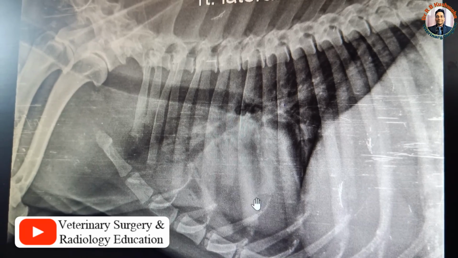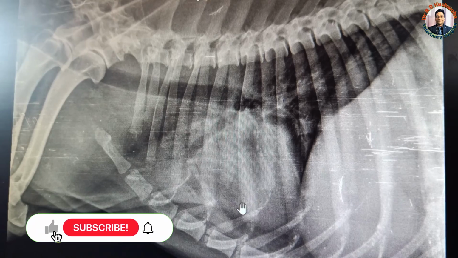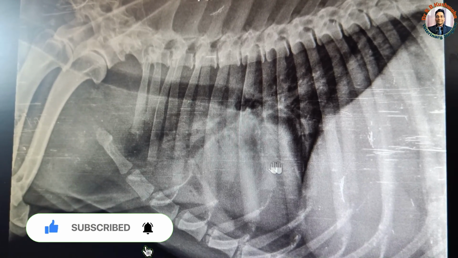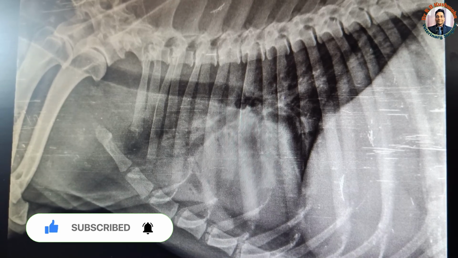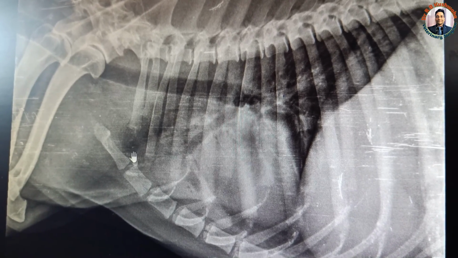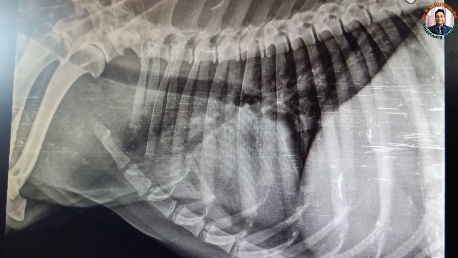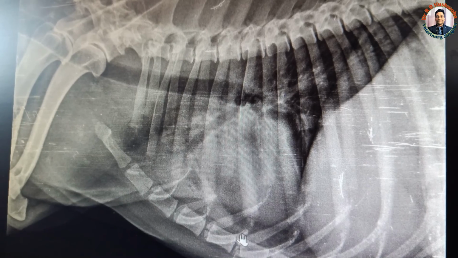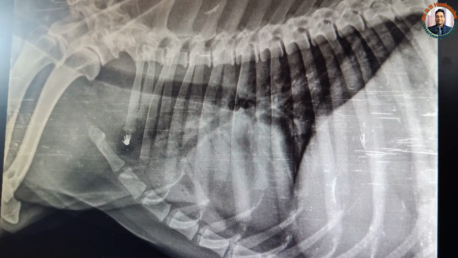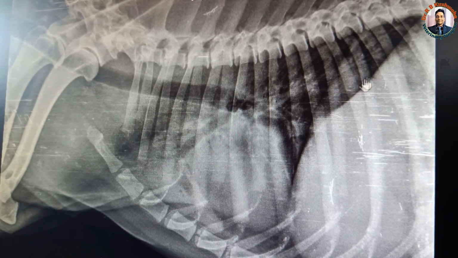Hello friends, I am going to discuss the thoracic radiography of a Labrador dog presented with a history of coughing and respiratory distress. You can see here the lateral radiograph of the thorax. For normal radiographic anatomy, these are the different thoracic vertebrae. This is the sternum. This is the first pair of ribs, which makes the thoracic inlet, and this is the diaphragm.